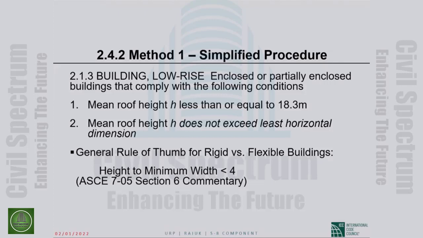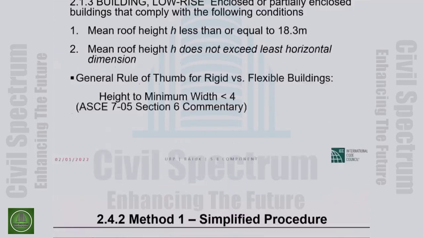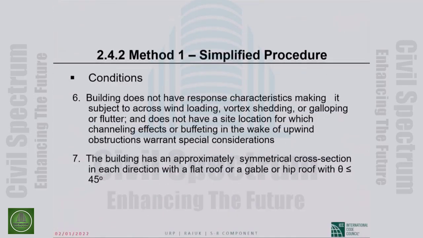So this simplified procedure is for low-rise simple diaphragm buildings. And the rigid versus flexible, the rule of thumb, as I mentioned in the commentary: a height to minimum plan dimension ratio less than 4 gives you a rigid building. More than 4 is a flexible building. This is still a good rule of thumb. The building does not have response characteristics making it flexible. I will let you read number 6.